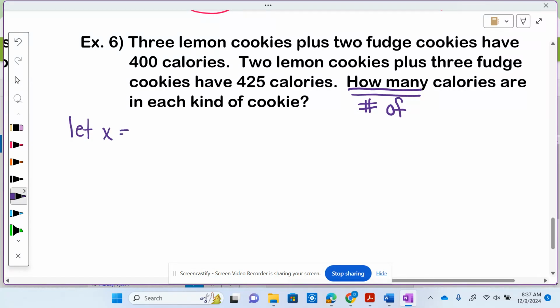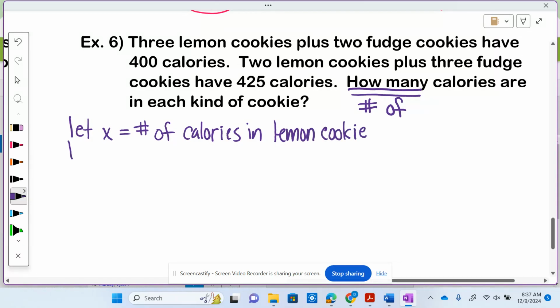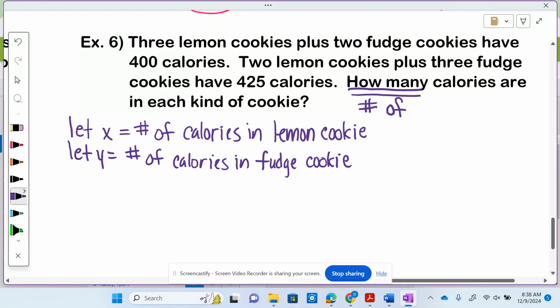Okay, so let's let X equal the number of calories in a lemon cookie. And that means that we're going to let Y equal the number of calories in the fudge cookie. So X is the number of calories in a lemon cookie, and Y is the number of calories in a fudge cookie.